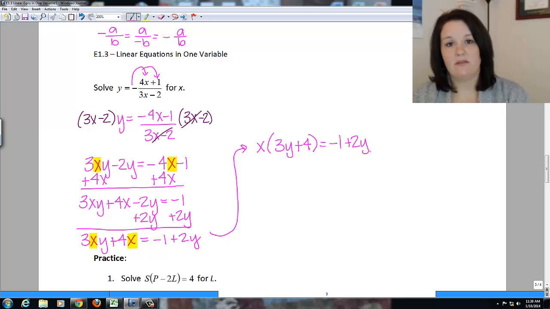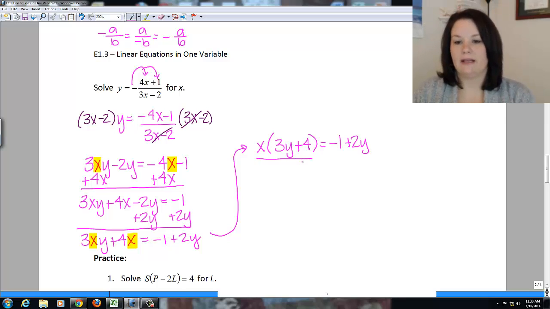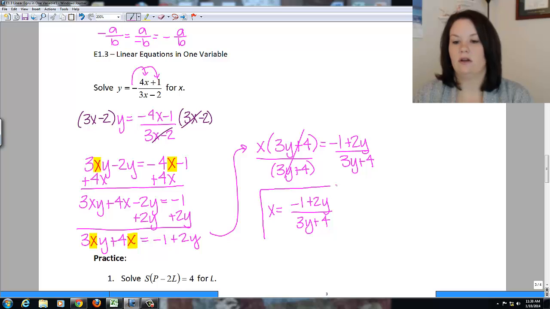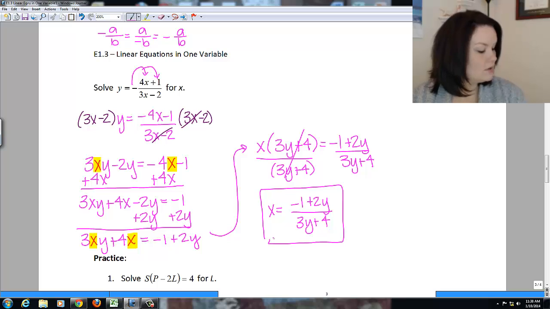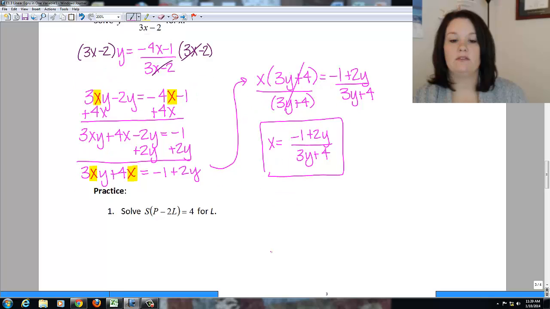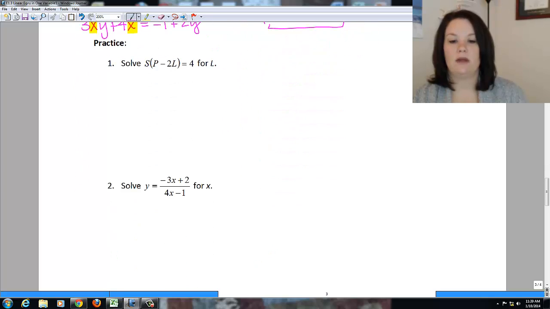Now to get x by itself, I just need to get rid of that quantity that I no longer need. Because it's being multiplied, I get rid of it by dividing. So I'm going to divide both sides by 3y plus 4, which means that x is equal to negative 1 plus 2y all over 3y plus 4. And I just leave it like that. All right, so there are two for y'all to try. I'll give you a minute to work on those, and then we'll go over them.